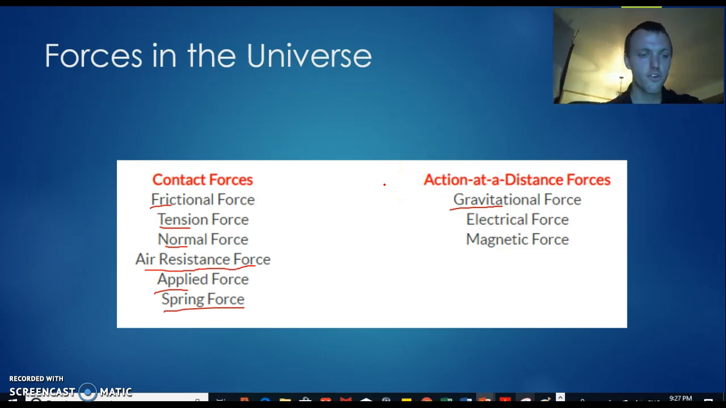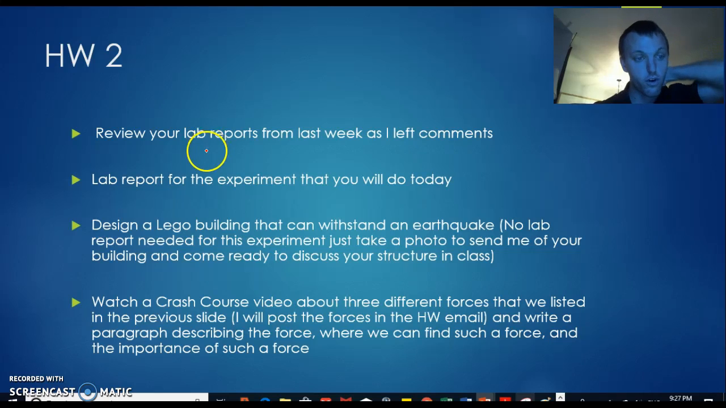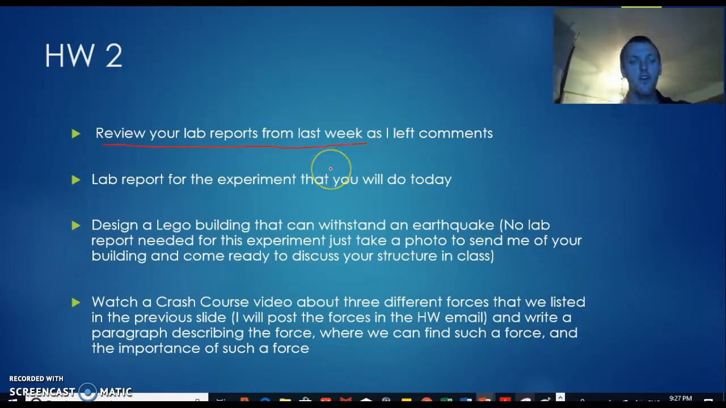Those are the different forces, and I want you all to learn more about them, so you're going to watch a Crash Course video for 3 different forces, but we'll get to that later. That'll be one of your homeworks. So there are your homework assignments for this coming week, which will be due this coming Tuesday. You'll need to review your lab reports from last week. As I left comments, I want to make sure that y'all improve your writing. Y'all did a great job, but there's always room for improvement, right?